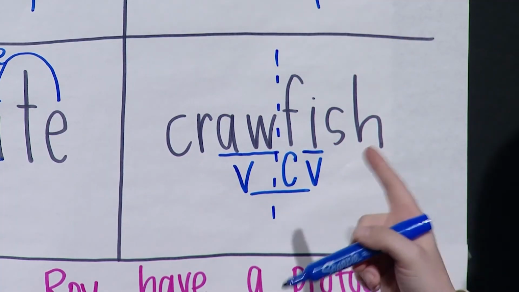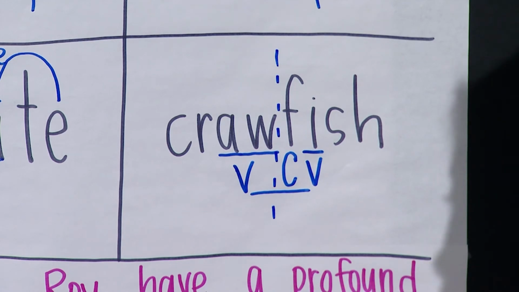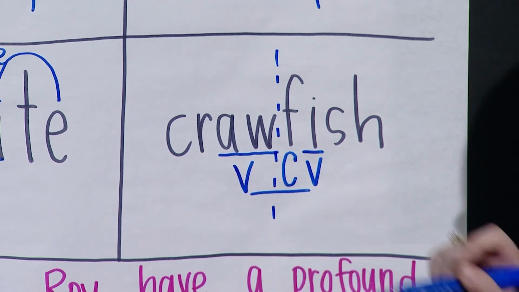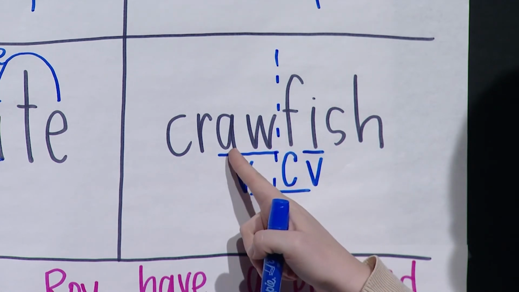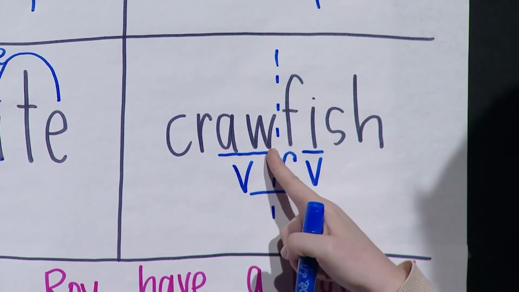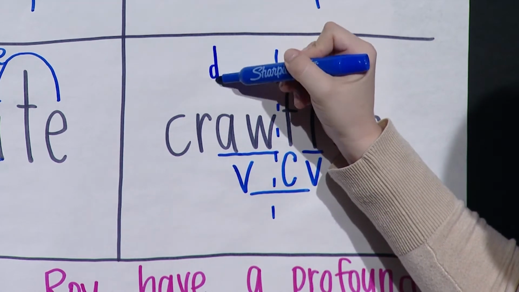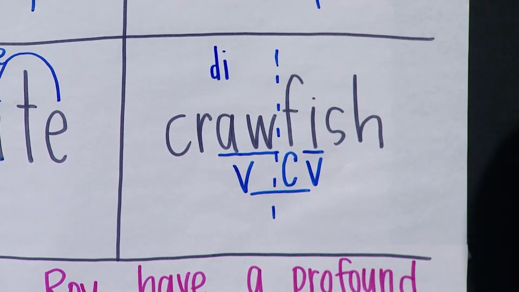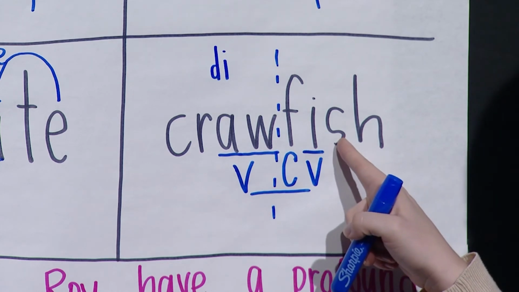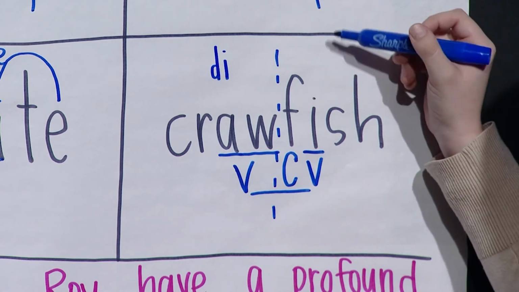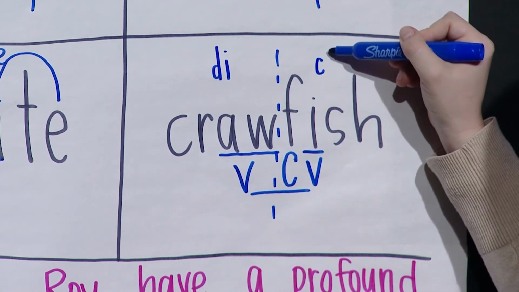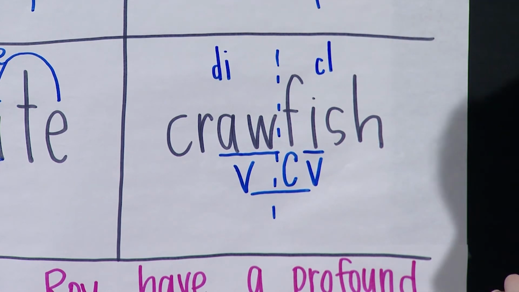All right, so now let's label each syllable. What do you notice about this syllable? Good. It has a W, which we know is a diphthong. So I'm going to label that D-I. What do you notice about this syllable? Yes, it ends in SH, which is, those are consonants. That's right. I love it. So we're going to label those CL because this will be closed.